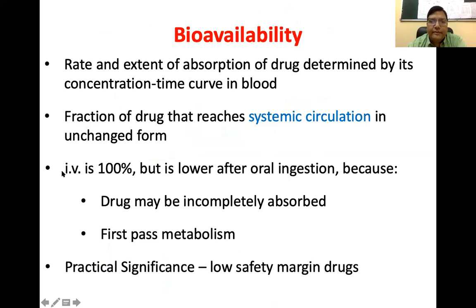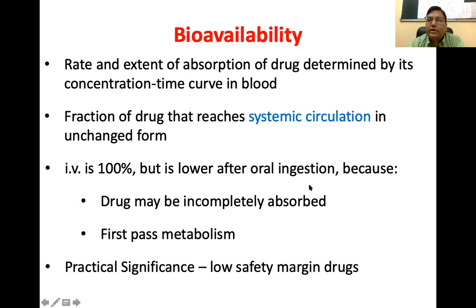That means if we are administering a drug by IV route, that means 100%. If we are administering 10 milligram of a drug by IV route, that means 10 milligram is directly deposited into the systemic circulation. So the bioavailability with the IV drug is 100%.